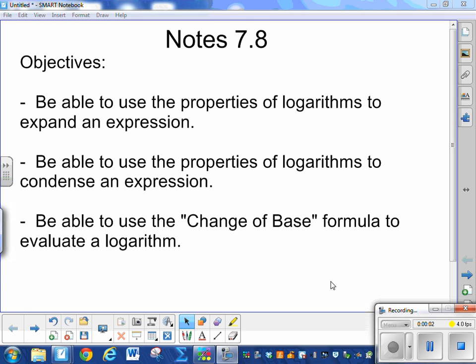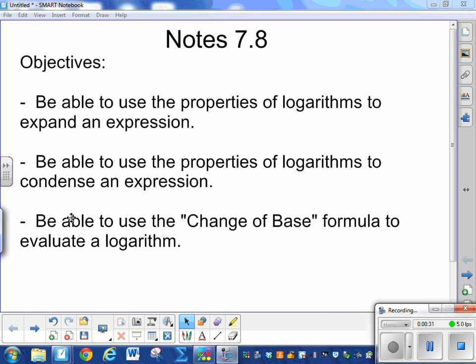Alright, so this is the continuation of Note 7.8 for my Honors Advanced Algebra 2 class. Today we went over properties of logarithms, being able to use those properties to expand expressions, also being able to use those properties to condense expressions, and then using a new thing called change of base formula. So we actually got finished with the expanding, we got partway through the condensing, and we didn't get to the change of base at all.